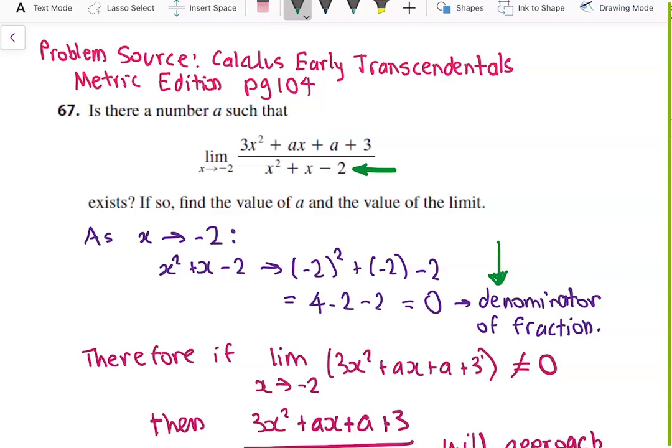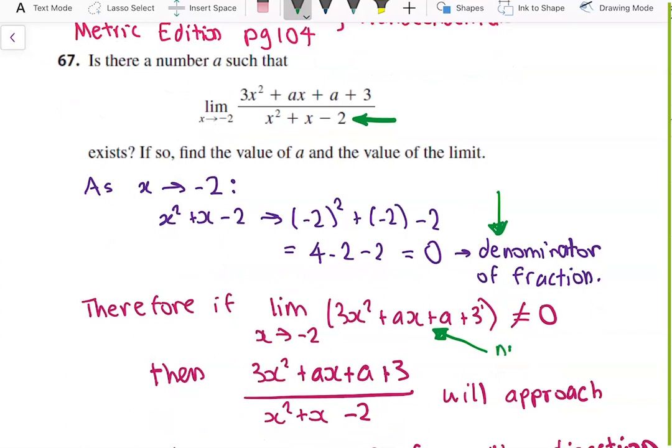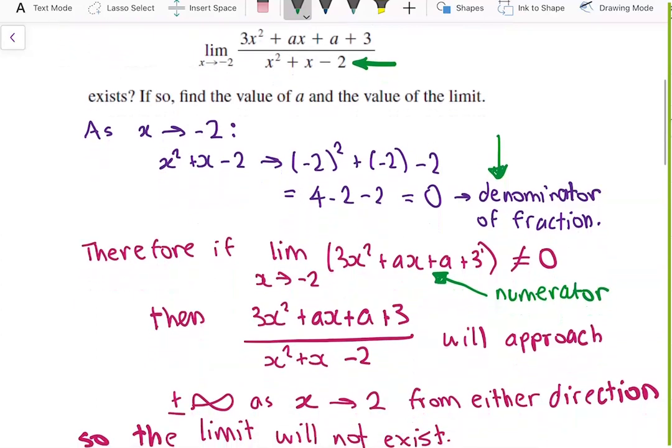So we can see if the limit of the numerator, where the numerator is 3x squared plus ax plus a plus 3, if this limit as x goes to -2 was not equal to 0, this would be a problem. The reason is that then the entire fraction will approach plus or minus infinity, because the denominator approaches 0 but the numerator doesn't have a limit of 0. So it will approach plus or minus infinity.